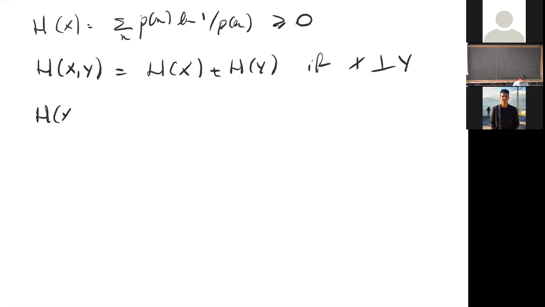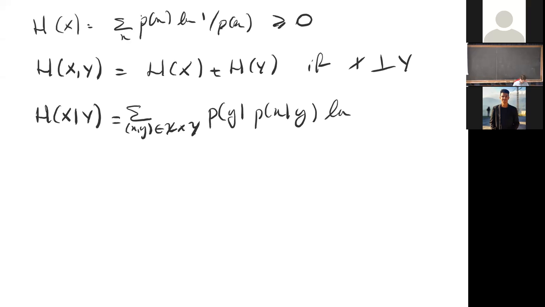Then I also defined the conditional entropy, which is the sum over (x,y) belonging to X times Y of p(y) times p(x given y) log of 1 over p(x given y). And you can also write this as p(x,y) times the same log. By the definition of conditional distribution, it is the same.